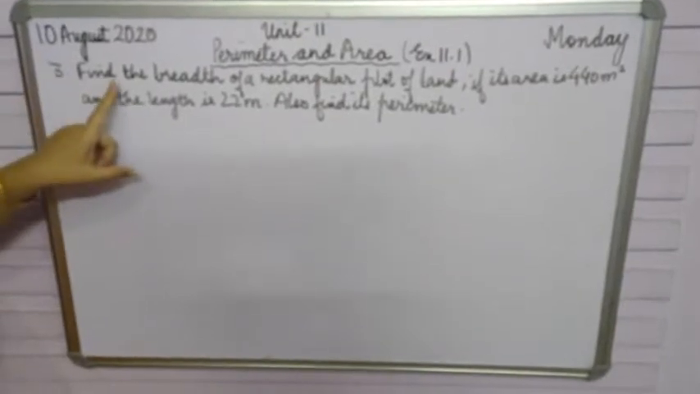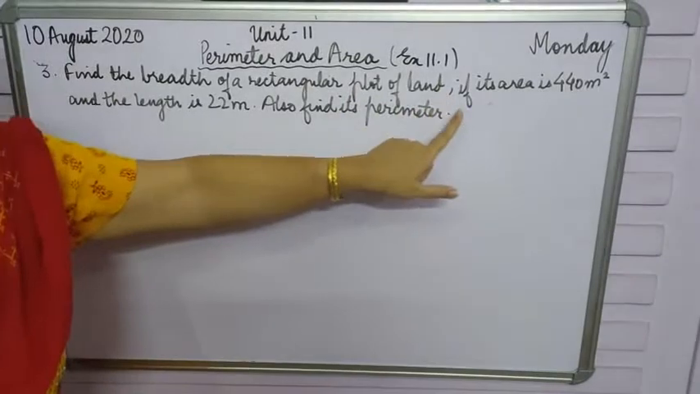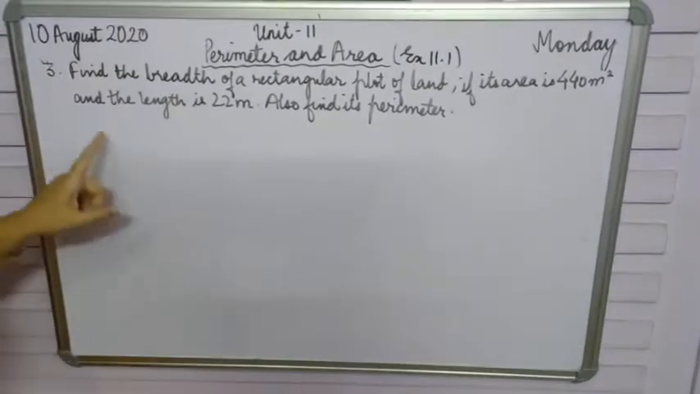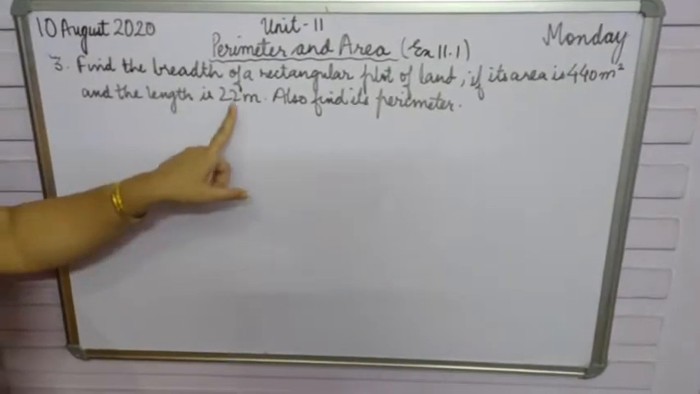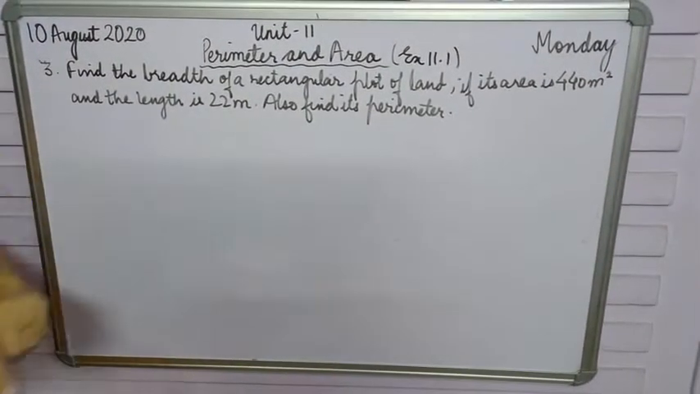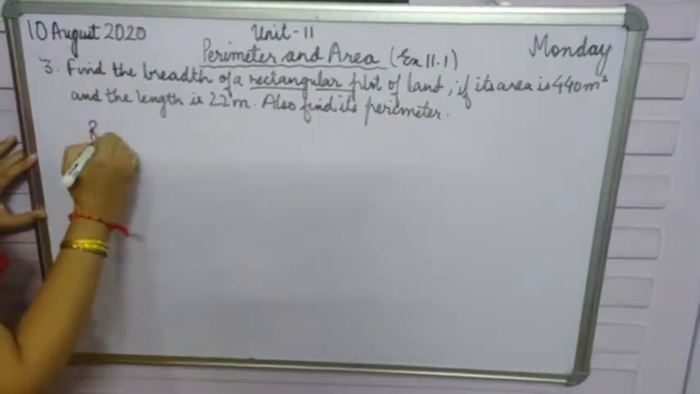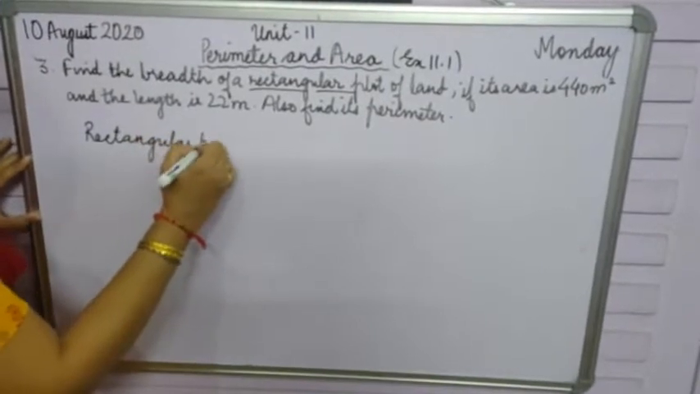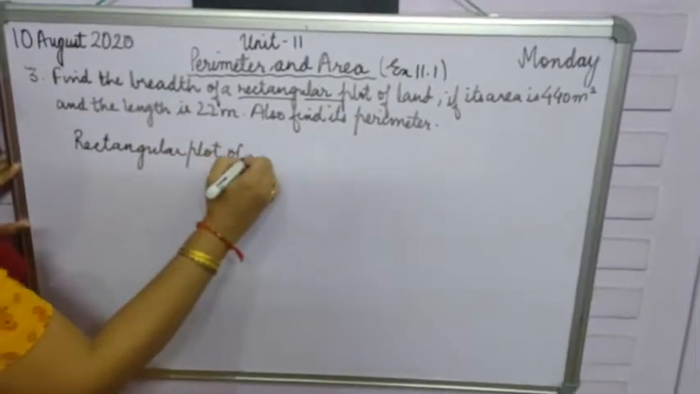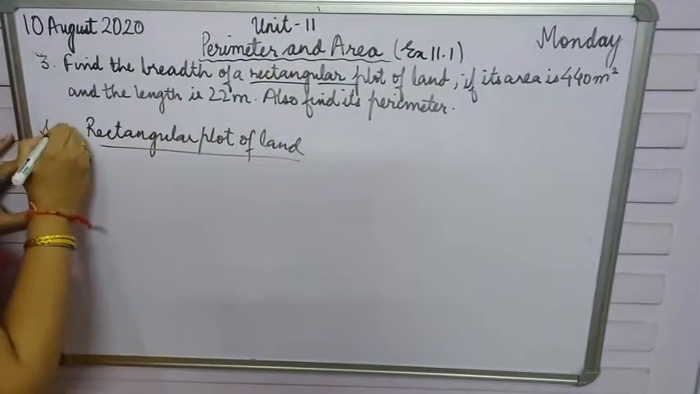Question number 3 is, find the breadth of a rectangular plot of land if its area is 440 meters square and the length is 22 meters. Also find its perimeter. So we are given that we have a rectangular plot of land, and of this rectangular plot of land we are given the area.